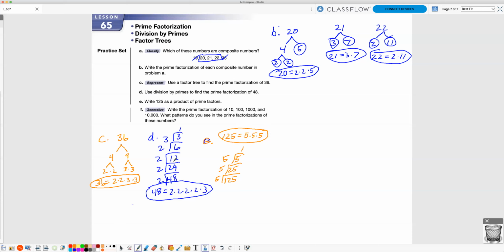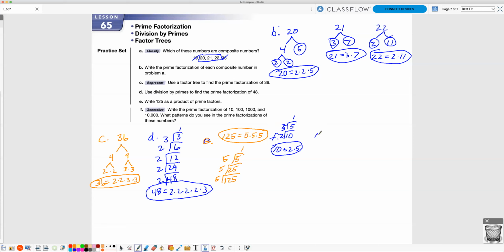Letter F, it says, write the prime factorization of 10, 100, 1,000, and 10,000. What patterns do you see in the prime factorizations of these numbers? All right, for letter F, let me just start right here. Prime factors of 10, let me just do this. Division by primes would be 5. This would be 5, which would be 1. So for 10, it is the same as 2 times 5. So that's the prime factorization of 10.